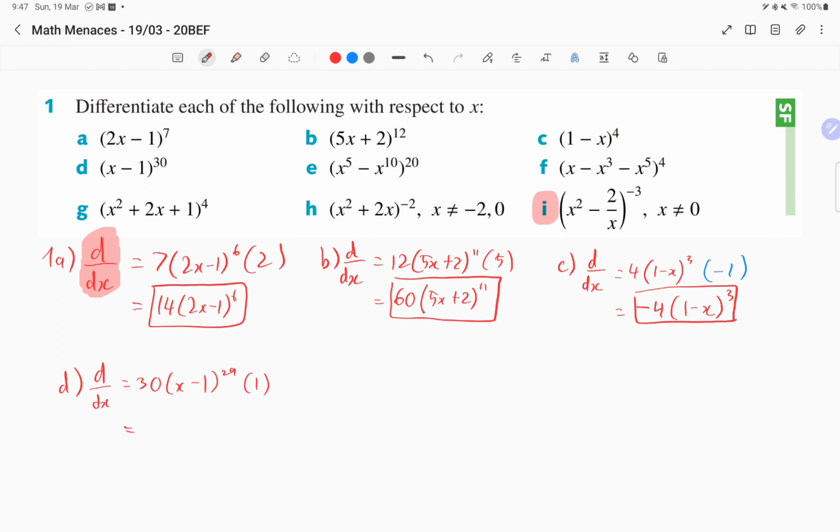Note question C, there's a negative there. For C, how did you get the derivative of negative 1? This is a linear function. The number in front of x, so -1. It's -1, yes.